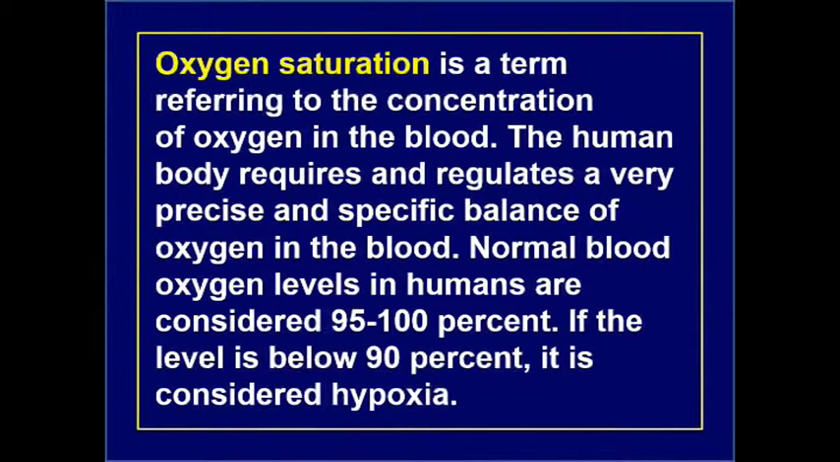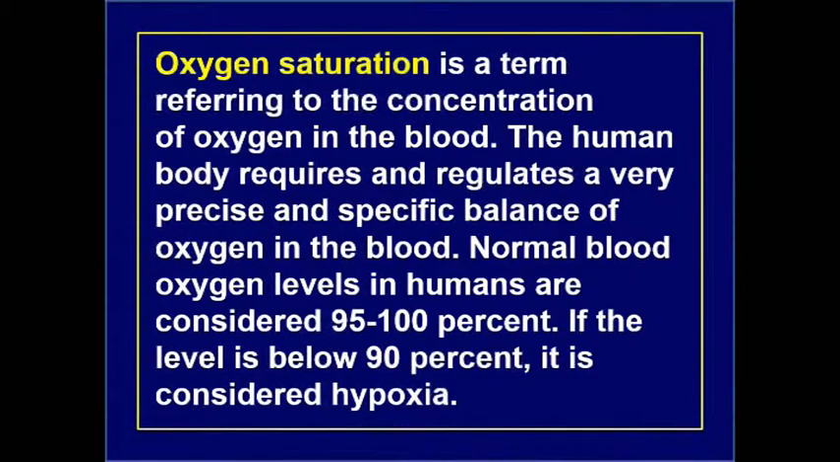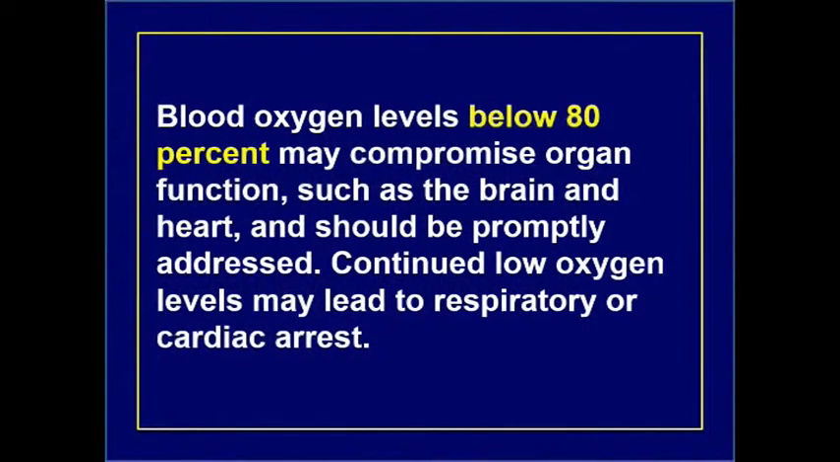This is a term referring to the concentration of oxygen in the blood. The human body requires and regulates a very precise and specific balance of oxygen. The normal blood oxygen levels should be considered 95 to 100%. That's what they classify as normal. That's not for us. If the level is below 90%, it's considered hypoxia. We'd almost consider that anoxia or lack of oxygen. That's very serious. So blood levels below 80%, the person is often passing out.